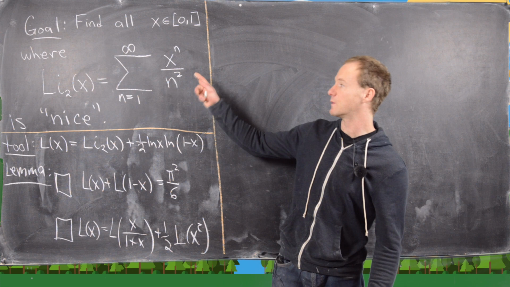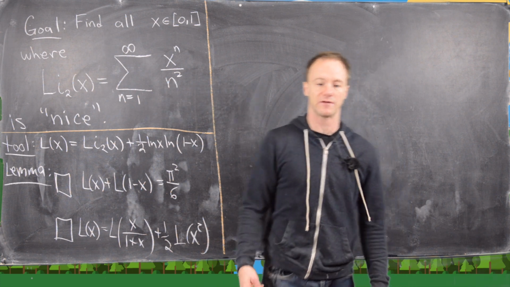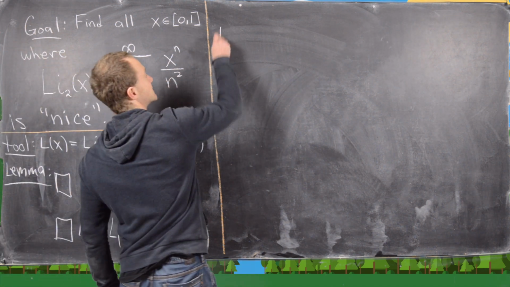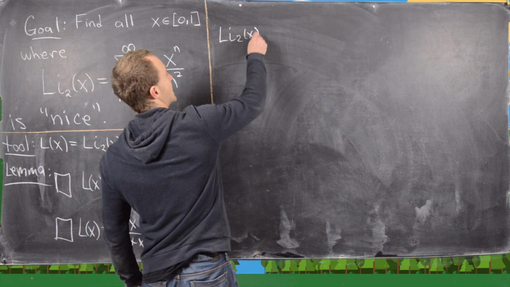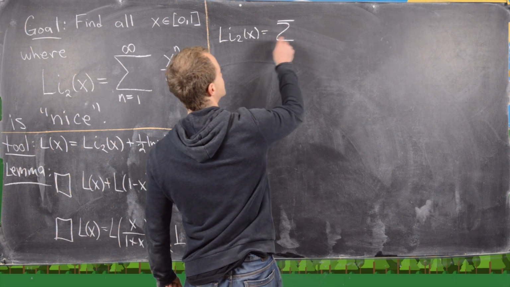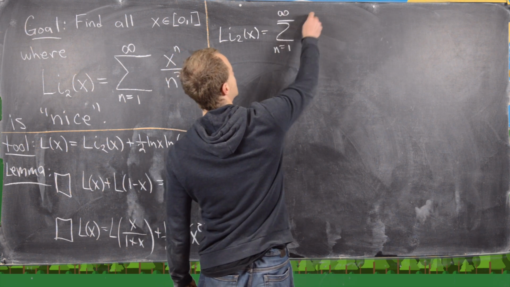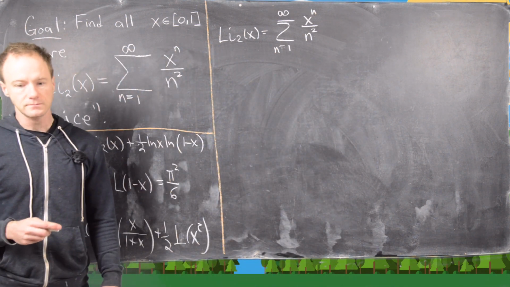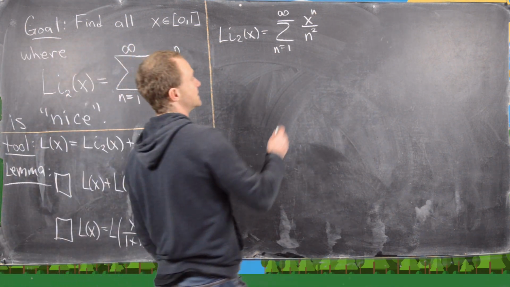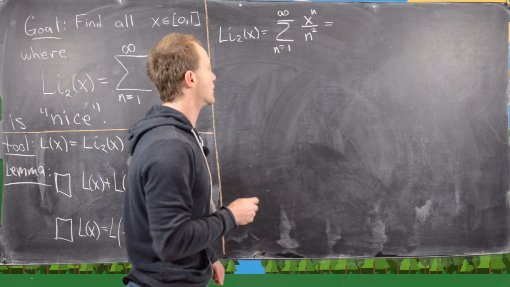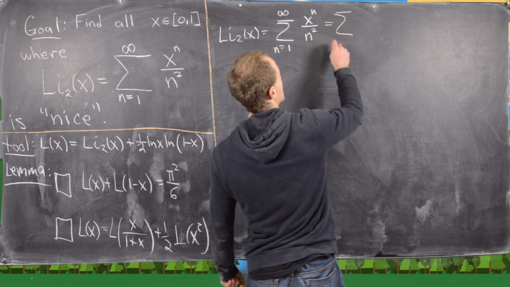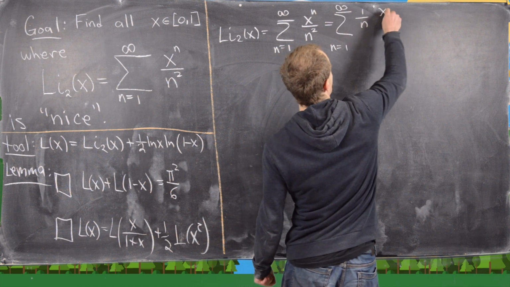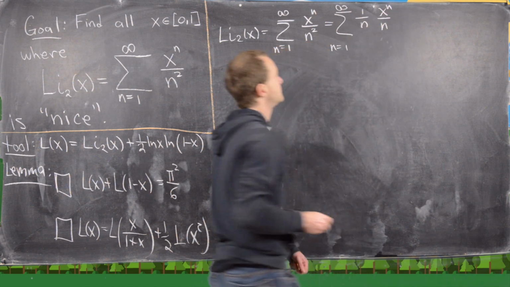Okay, so the first thing we want to do is find a closed integral formula for this dilogarithm, this Li2 of x. So let's look at what we need to do. We'll write Li2 of x, so that's going to be the sum n equals 1 to infinity of x to the n over n squared. Okay, so from here what I want to do is take out a 1 over n. So I'm going to write that as the sum n equals 1 to infinity of 1 over n times x to the n over n.